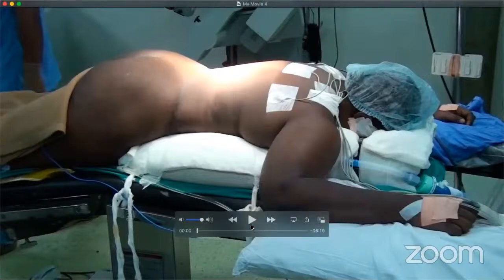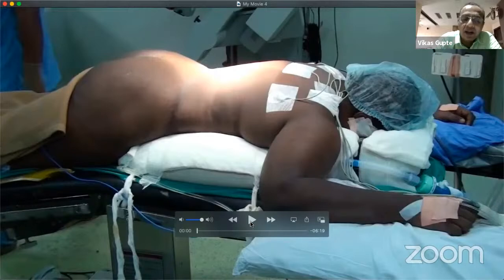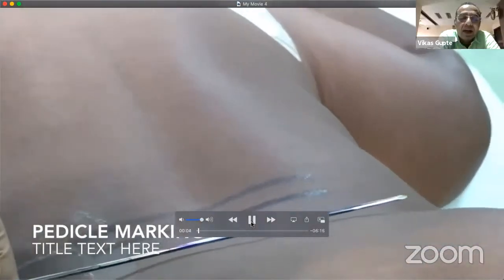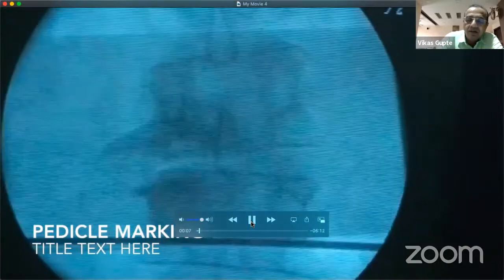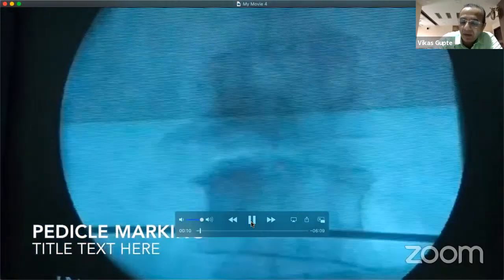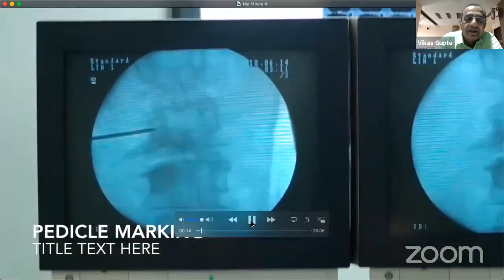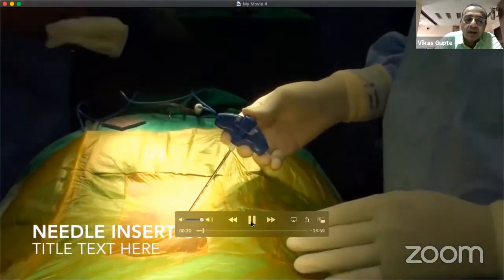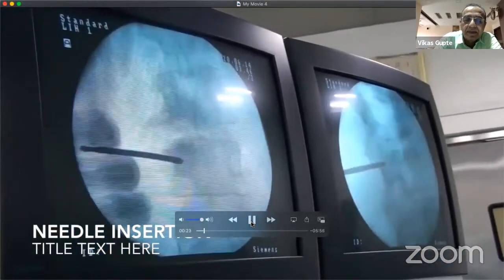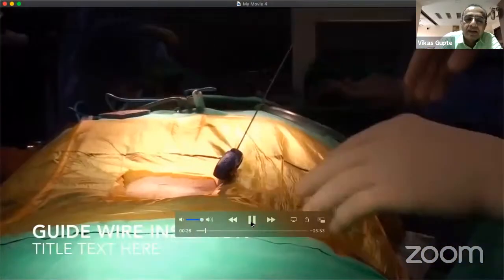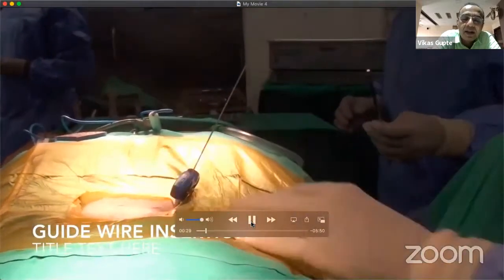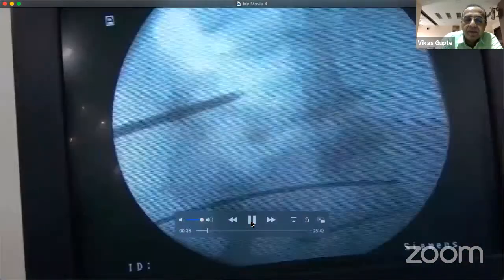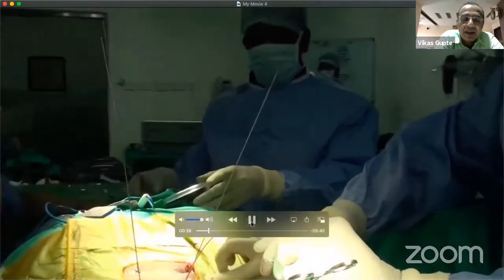Yeah, this is a case of minimal invasive TLIF done for degenerated disc, positioning this prone position. I usually mark my surface marking of the pedicles before surgery so that needle passage is very easy. Cook's bone biopsy needle is passed. Guide wire is passed. I passed guide wire in all four pedicles. All four pedicles guide wire is passed.